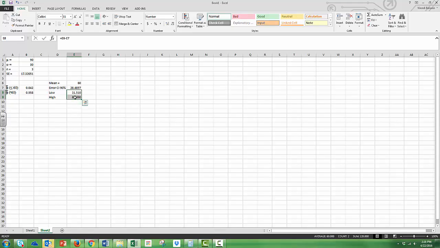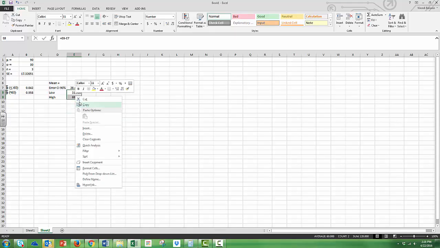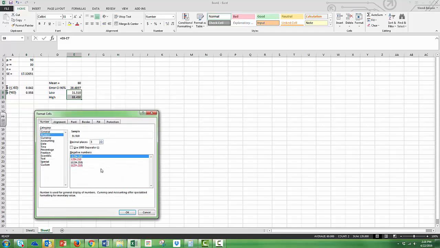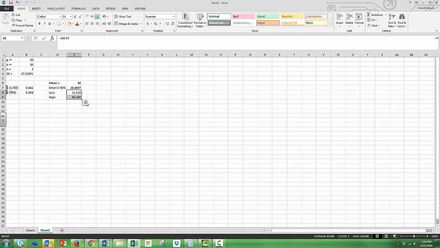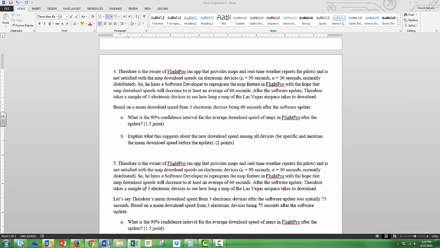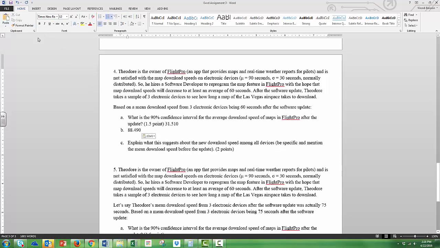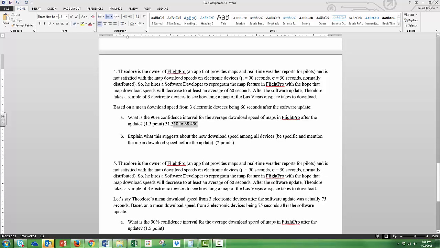So I'm just going to hit Control C to copy. And if you get funky numbers, like if you get something really large, you can just go to Format Cells and have it round to 3 decimal places under number. So I'm just going to copy this, go into my assignment, arrow below paste, paste text only. So our confidence interval is 31.510 to 88.90 seconds. So now I want you to take a look at that and think about what that suggests about the new download speed among all devices.